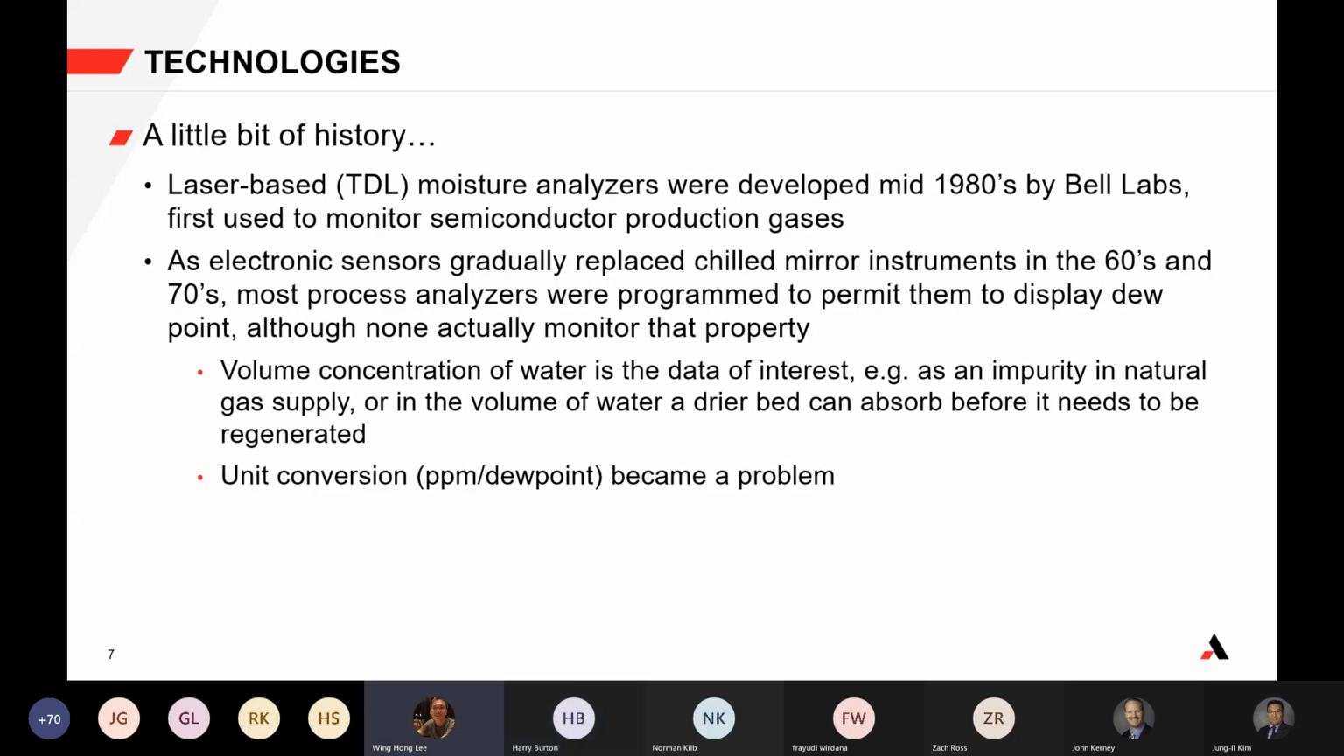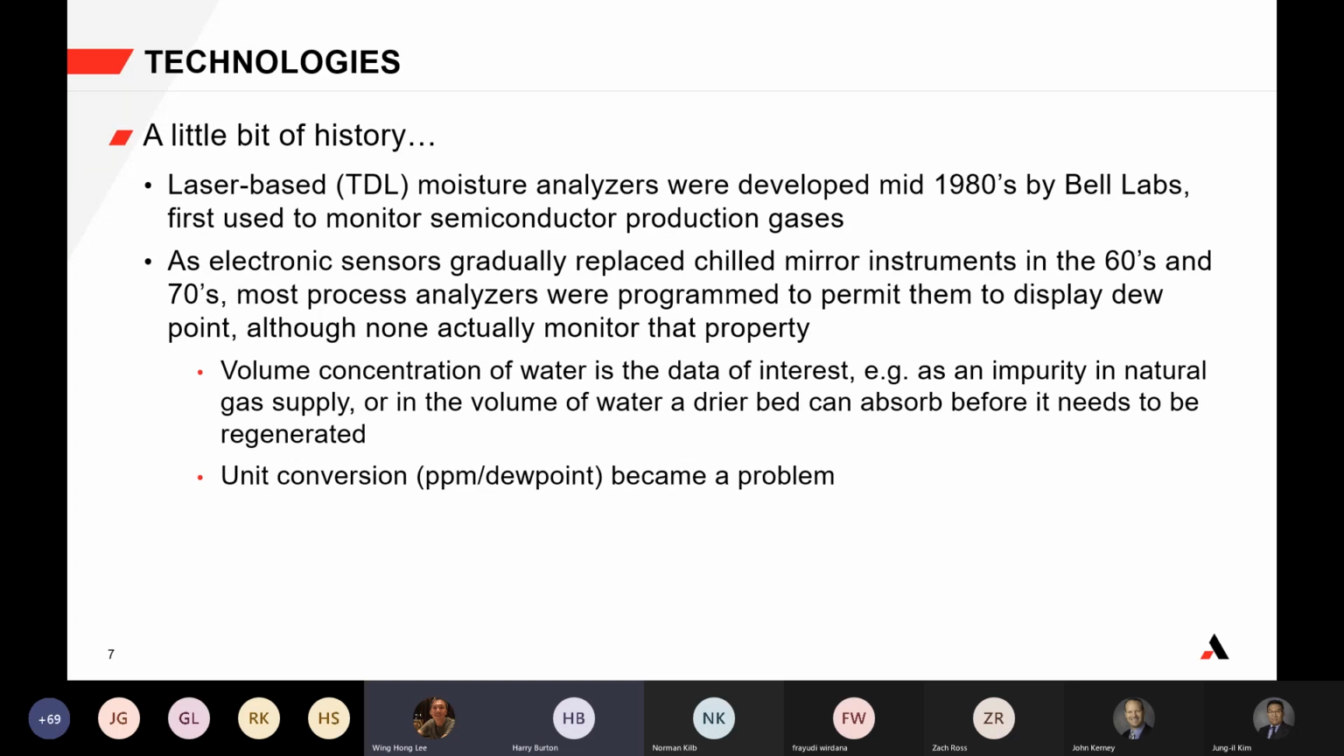Laser-based or TDL moisture analyzers were developed in the mid-80s by Bell Labs, first used to monitor semiconductor production gases. As electronic sensors gradually replaced chilled mirror instruments in the 60s and 70s, most process analyzers were programmed to permit them to display dew point like the previous analyzer. Although none actually monitor that property, volume concentration of water is the data of interest. For example, as an impurity in natural gas supply, only the volume of water a dryer can absorb before it needs to be regenerated.